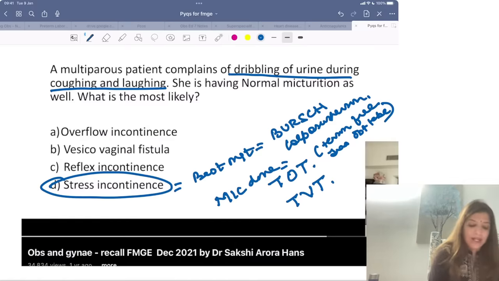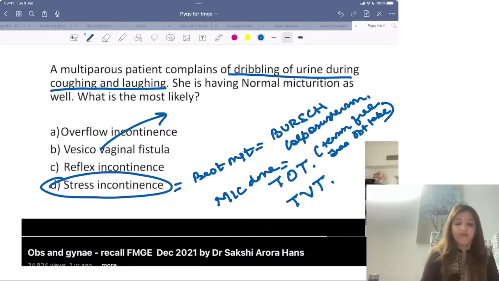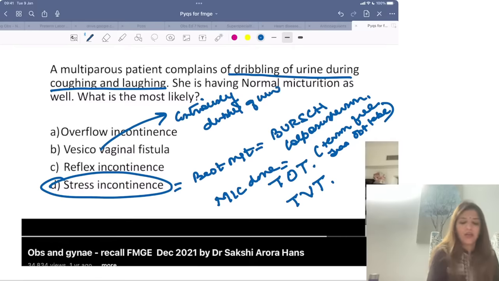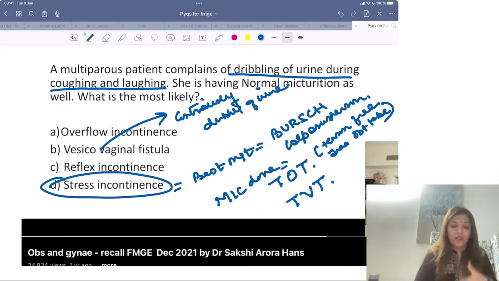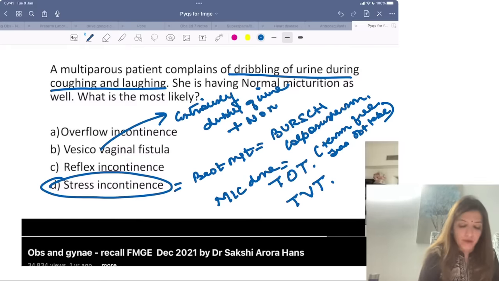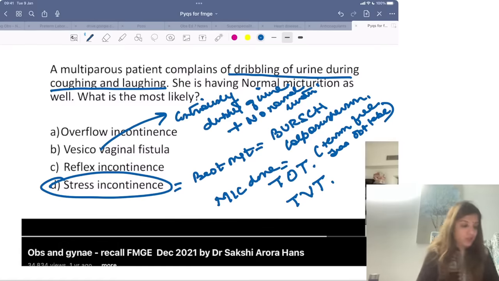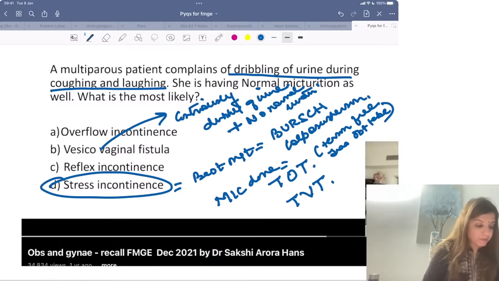Right? Now, why is it not vesico-vaginal fistula? In vesico-vaginal fistula, the patient will complain of continuous dribbling of urine. So, it is not related to laughing, it is not related to coughing. There is continuous dribbling of urine, plus there is no normal urination. Whereas here, the patient is having dribbling only while coughing and laughing, and there is normal urination also which is present, right?